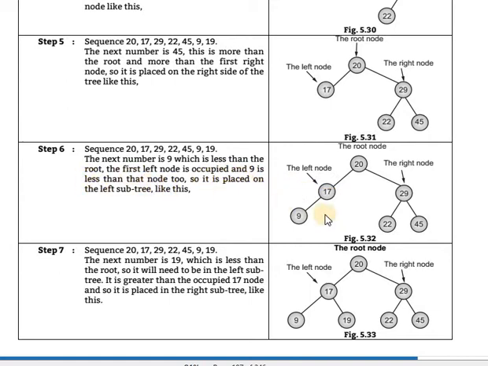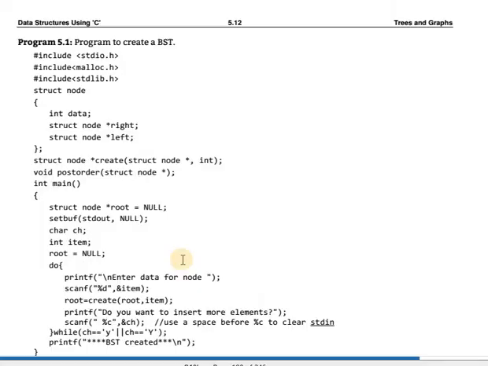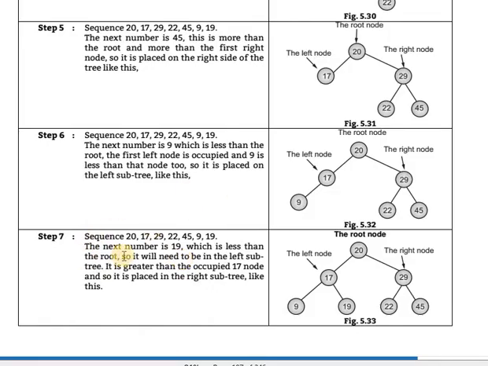9 is less than that node 2, so it is placed in the left subtree like this. The 9 is less than 17, so it is placed in the left subtree. Next number is 19, which is less than the root. It is greater than 17, so it is placed in the right subtree.